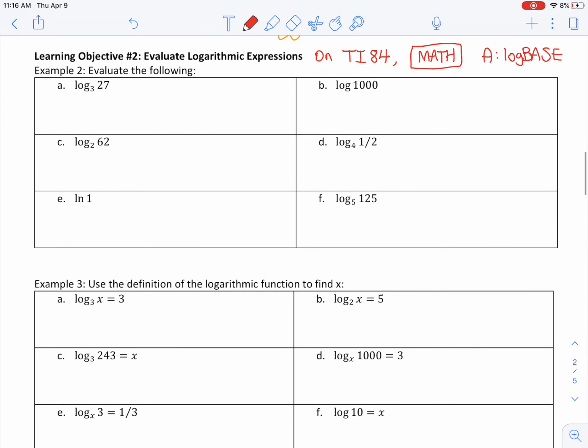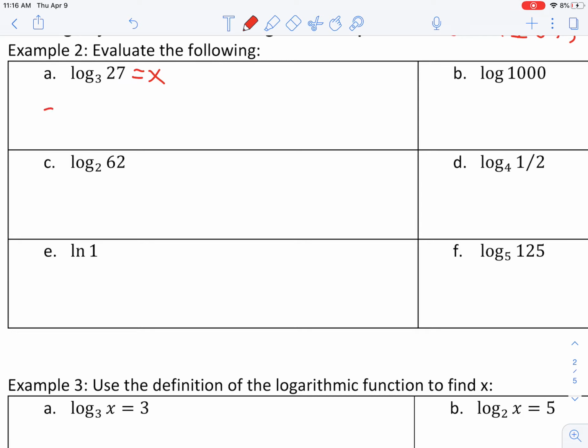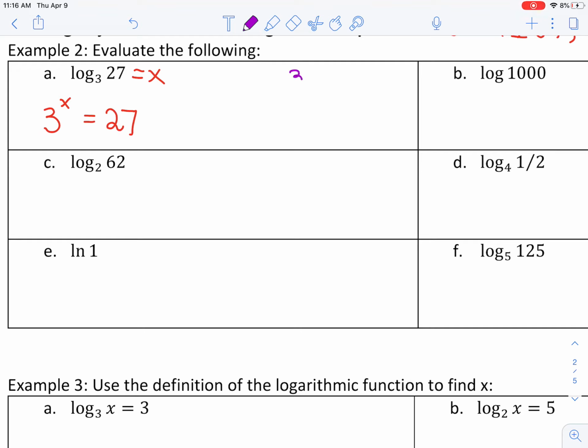But we don't even need this function. What we can do is rewrite this in exponential form. Say that we want to evaluate this. I'm just going to call this x for right now, because I don't know what that is. If I rewrite this in exponential form, that will be 3 raised to the x power equals 27. Now for this one, how many times do you have to multiply 3 by itself to get 27? Isn't 3 times 3 times 3 equal to 27? So what you know is 3 cubed is equal to 27. So what must be the x value? X must be 3. If you can figure out what the exponent has to be to make 27, we can do this without a calculator.